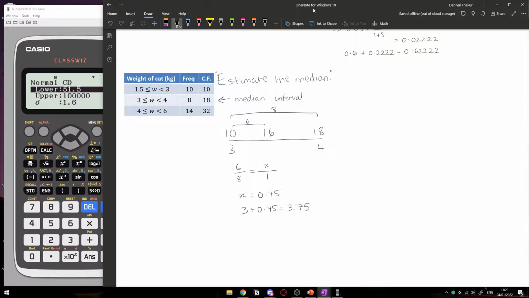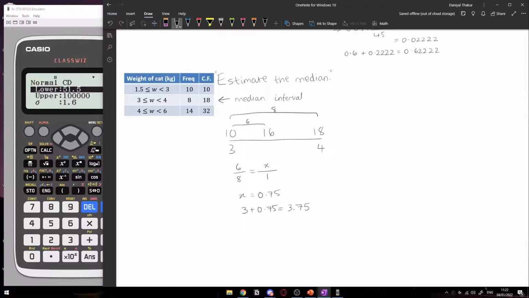So basically, let me explain it. When we're trying to estimate the median, we first need to find the class interval in which the median lies. I assume you have no problems with that, right? So we just take the frequency, add it all together, and divide it by 2, and see which interval that would lie in. Yeah, I know that. So we know that would be in interval 2 because it's 10 here, then 18, so 16 is going to be in the second.